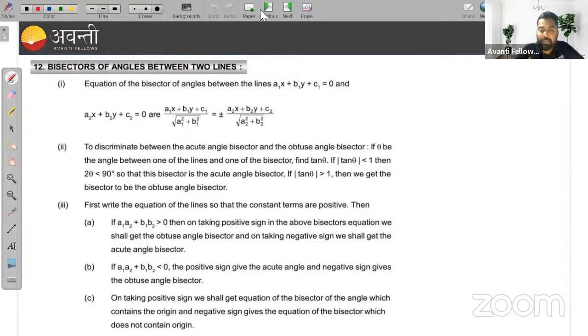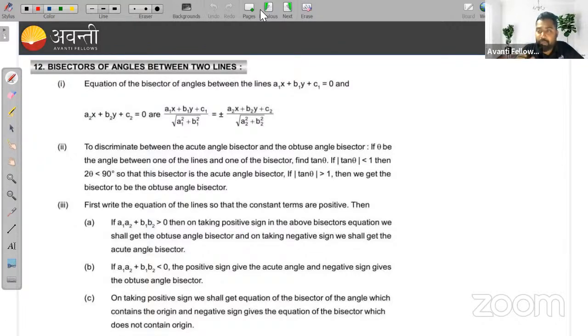If they are not positive, make them positive. Then check if a1 a2 plus b1 b2 is greater than 0. Then the equation with positive sign will give you the obtuse angle bisector, and the equation with negative sign will give the acute angle bisector. And if a1 a2 plus b1 b2 is less than 0, then the equation with positive sign will give you the acute angle bisector, and the equation with negative sign will give you the obtuse angle bisector.